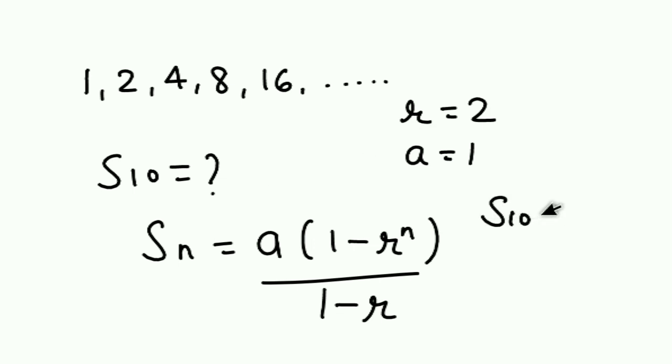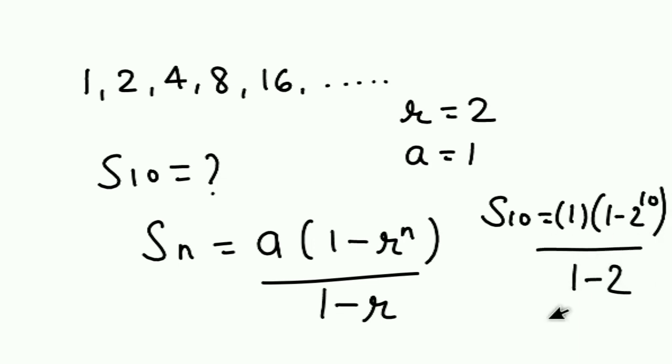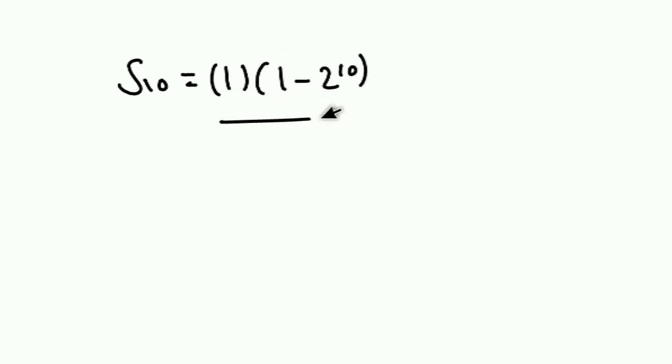So this is our summation of 10 terms. The first term is 1, and this will be 1 minus 2 raised to 10 divided by 1 minus 2. Let's simplify it. Then we will get S10 is equal to 1, then we were having 1 minus 2 raised to 10, and in the denominator 1 minus 2.